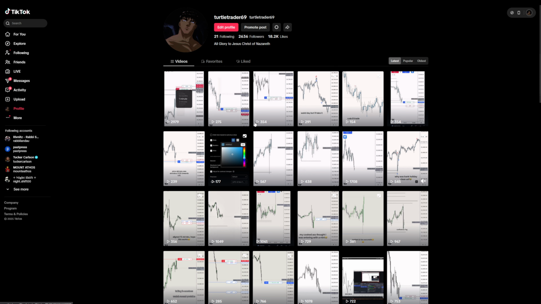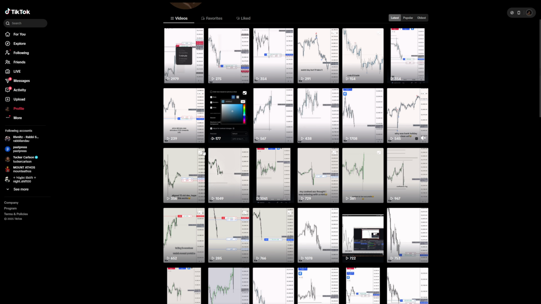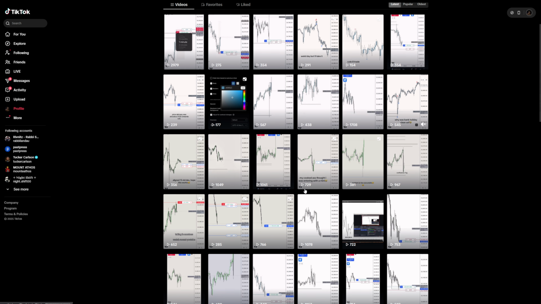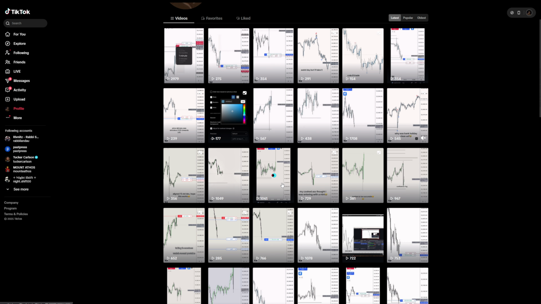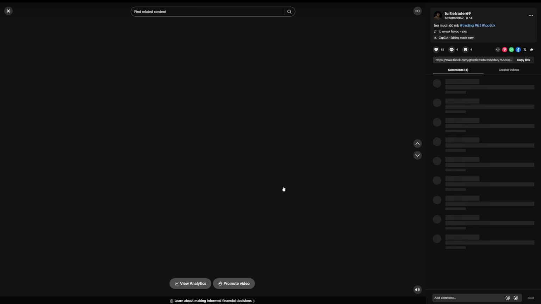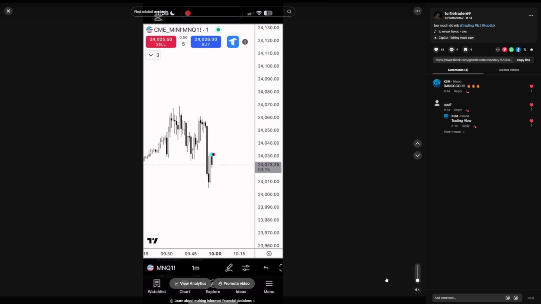Some of you guys might know me as Turtle Trader 69 on TikTok. That's where I mainly post. I haven't been really posting on my YouTube, but I'm gonna be basically showing you how I bottom tick all my trades. Simply just look through my TikTok, all my executions are there. Every single execution, every single trade I take is uploaded.